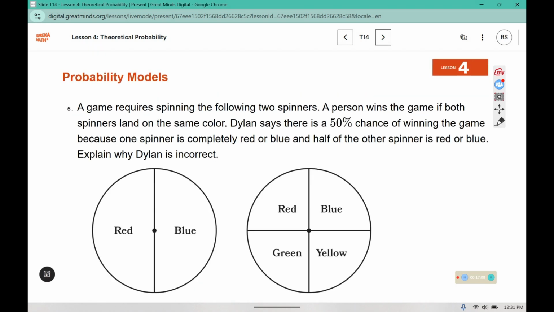A game requires spinning the following 2 spinners. A person wins the game if both spinners land on the same color. Dylan says there is a 50% chance of winning the game because one spinner is completely red or blue and half of the other spinner is red or blue. Explain why Dylan is incorrect.